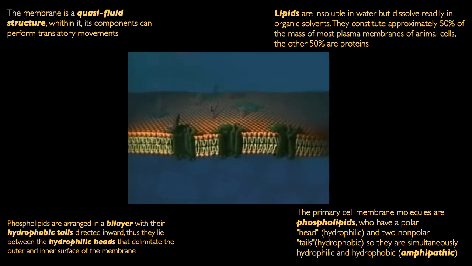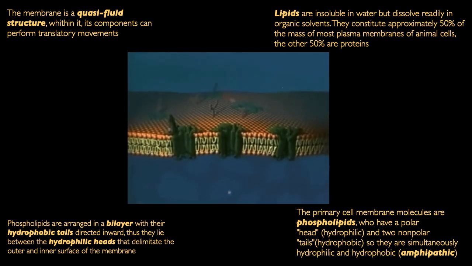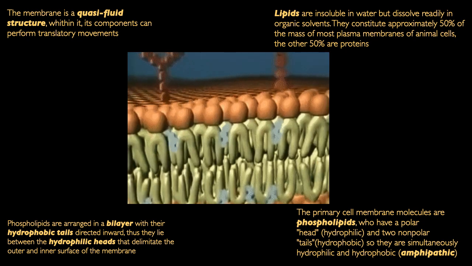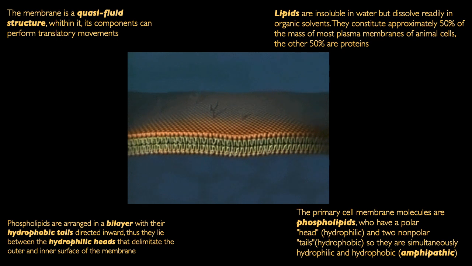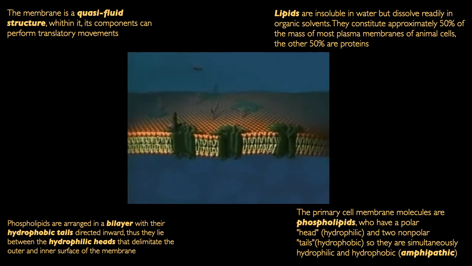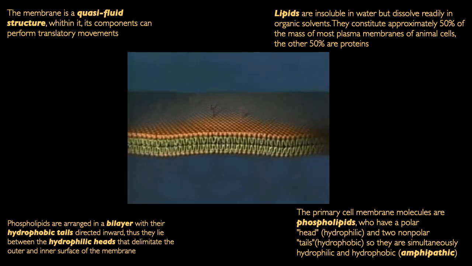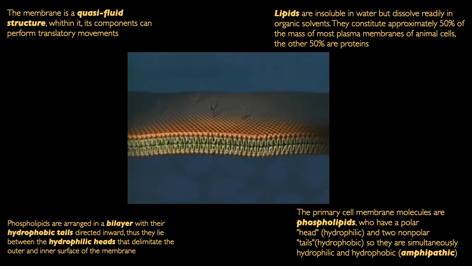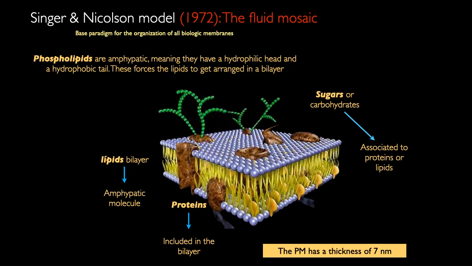We can say that the primary components of membranes are phospholipids, which are amphipathic because they have a hydrophilic side and a hydrophobic side. The hydrophilic sides are the ones that are in contact with water. The fact of being amphipathic forces the phospholipids to arrange in that characteristic bilayer. This model is called the fluid mosaic and was first proposed by Singer and Nicholson back in 1972.